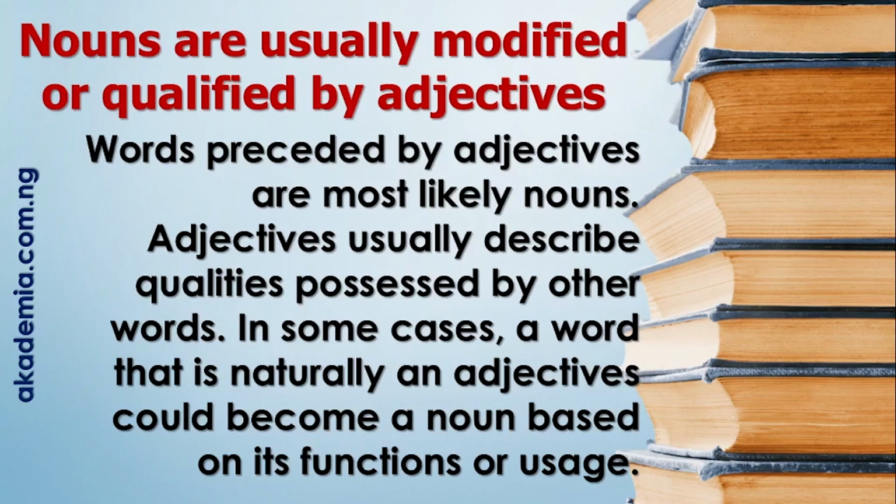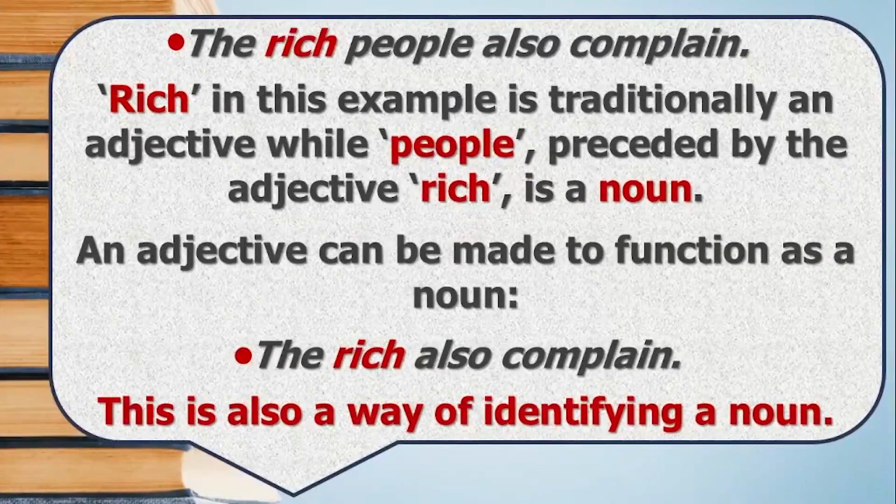In some cases, a word that is naturally an adjective could become a noun based on its function or usage. In other words, it is how you use a word that determines its part of speech. So a word may be traditionally an adjective, but in some cases, depending on the usage, it could function as a noun. Let's look at this example. The rich people also complain. You see, the word rich highlighted in red in this example is traditionally an adjective, while people preceded by the adjective rich is a noun. So we are saying that an adjective can be made to function as a noun.